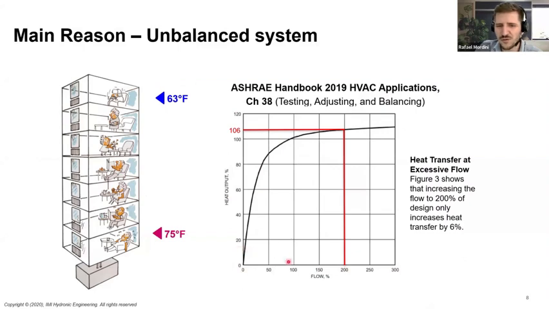This shows us that, let's say this is our design output for that room, we might need 100% of the flow. This is the design flow rate that we aim for when we're balancing the system. If for some reason the system is unbalanced and we have double the flow rate, this happens, right? Take a look at the picture on the left.